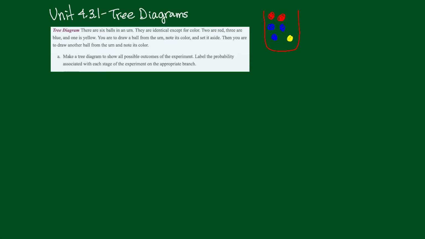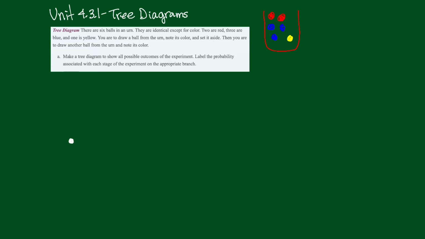Here's the experiment. We're going to draw a ball from the urn, note its color, set it aside, then draw another ball and note its color. So we're going to reach in here, take a ball out, leave it, and then reach in and grab another one. We're going to make a tree diagram to show all possible outcomes of this experiment and label the probability associated with each stage. So here's where we start. These trees are going to go horizontally, at least the way I do them. All right, so the first thing to do is reach in and grab a ball.